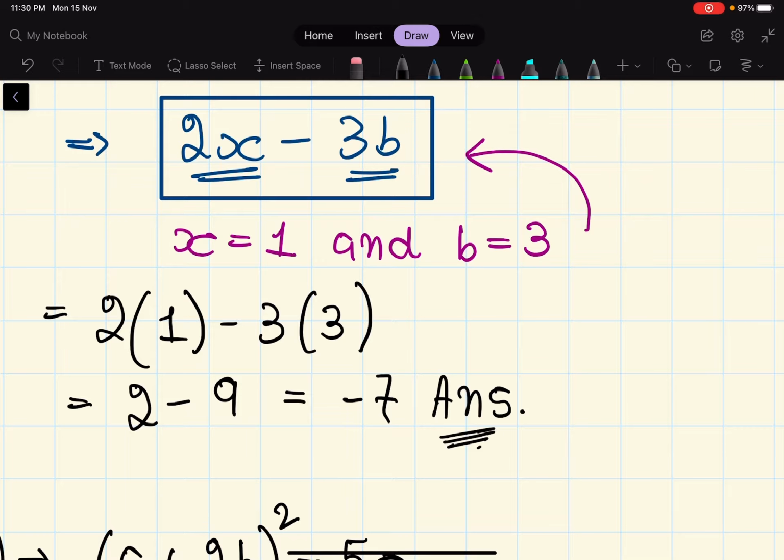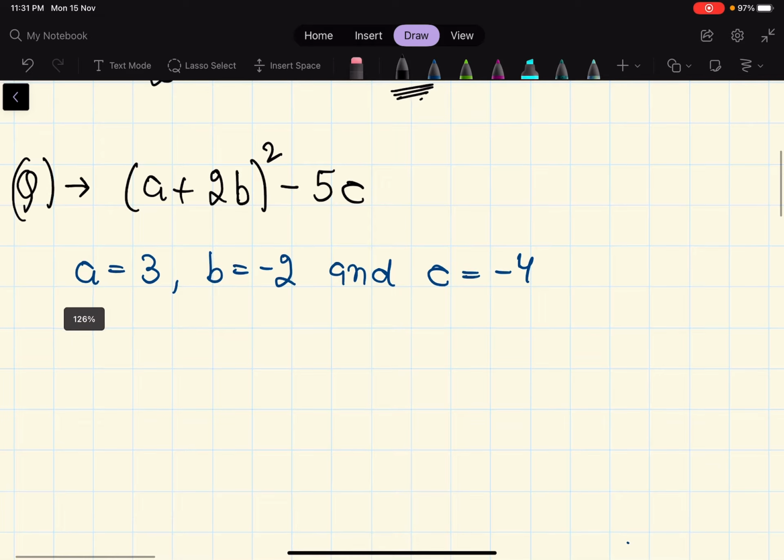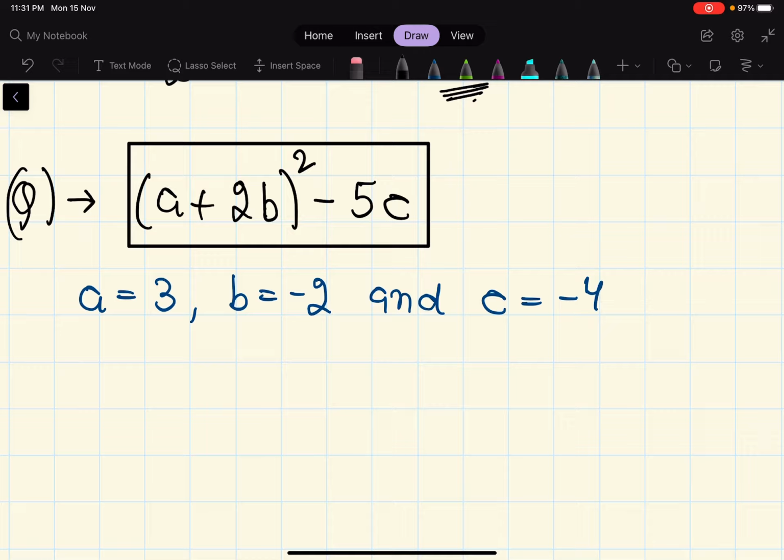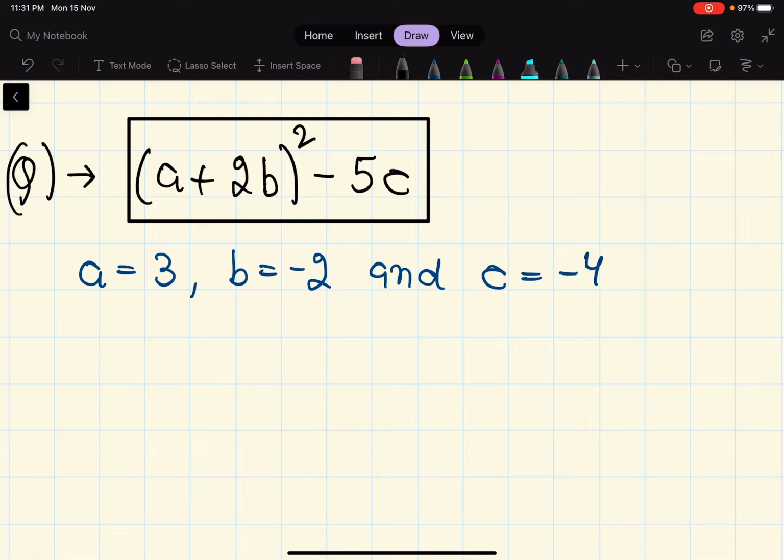Alright, pretty easy, huh? Let's move on to the next example. Here we're given (a plus 2b) whole squared minus 5c. This is the expression here, and we are given the values a as 3, b as minus 2, and c as minus 4. Now be careful with these signs, plus and minus. These can get really tricky sometimes and you might mess up the whole question. So watch me solve this.